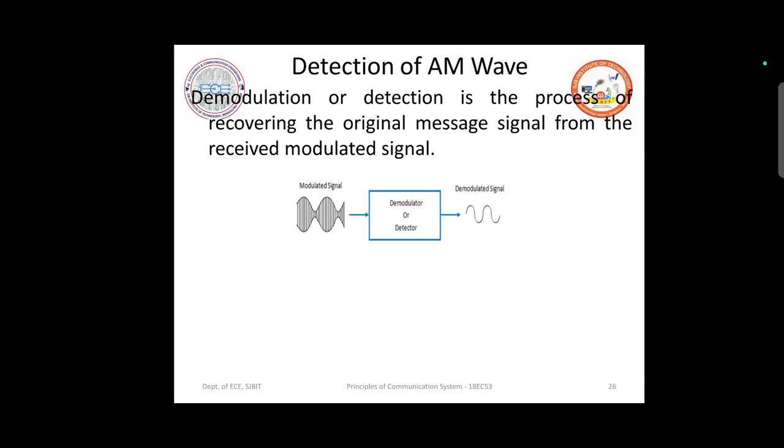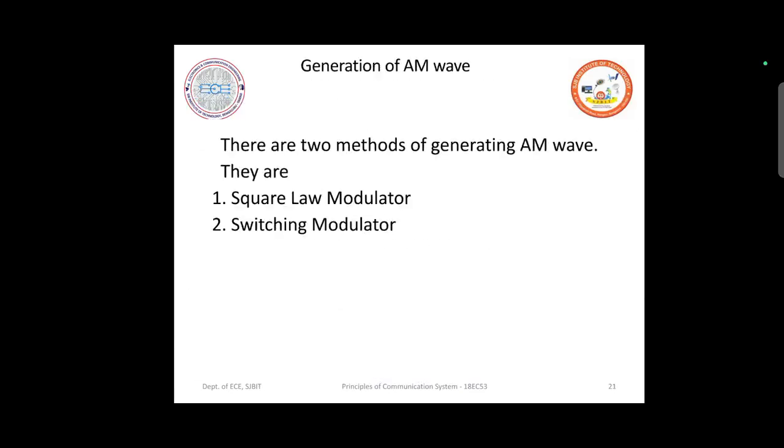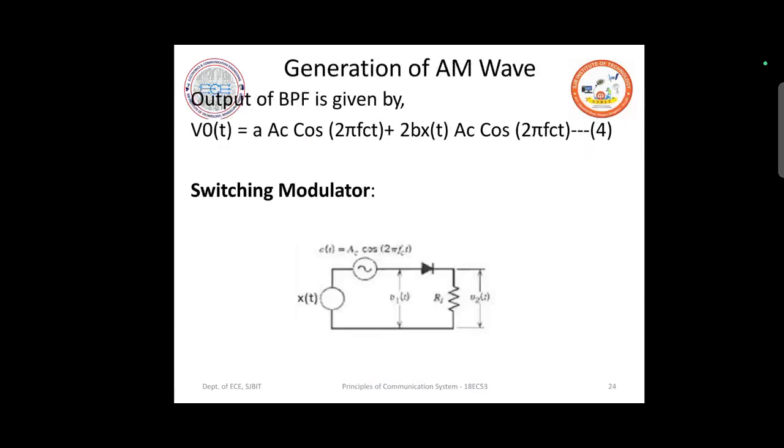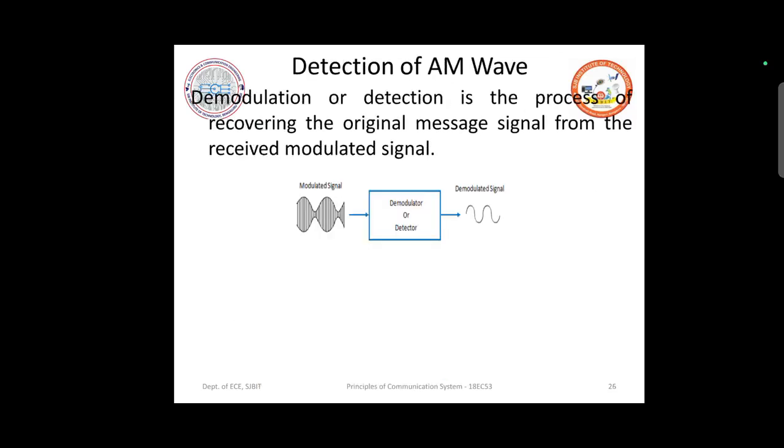So after modulation, we come to the demodulation of AM. Demodulation or detection is the process of recovering the original message signal from the received modulated signal. This happens at the receiver side. What you see at the input of this block is the amplitude modulated wave. Can somebody tell me what kind of modulation is performed there? It is called amplitude modulation. Once you receive it, a demodulator will detect the modulating signal, which is called the demodulated signal.